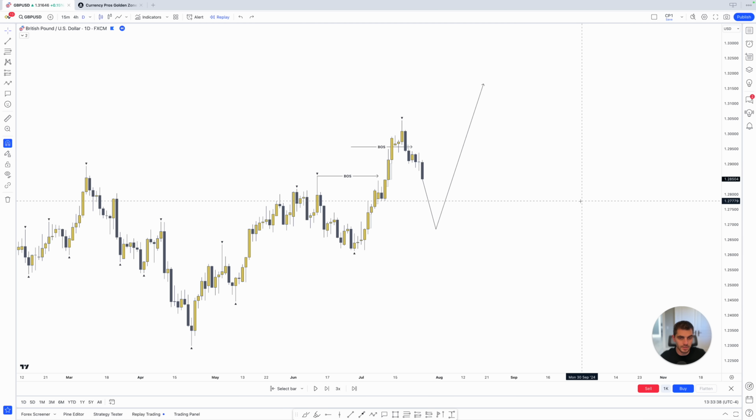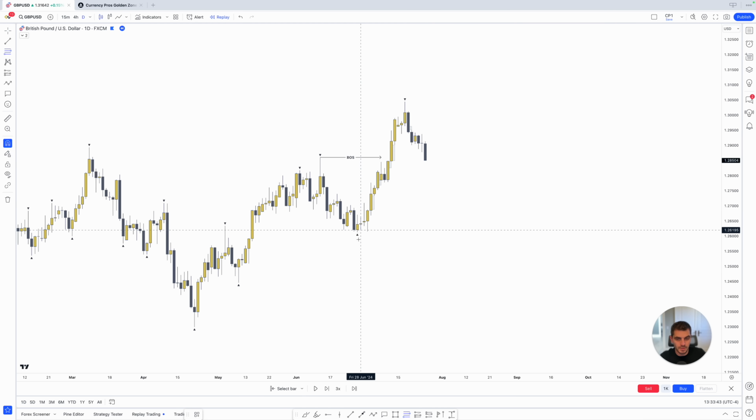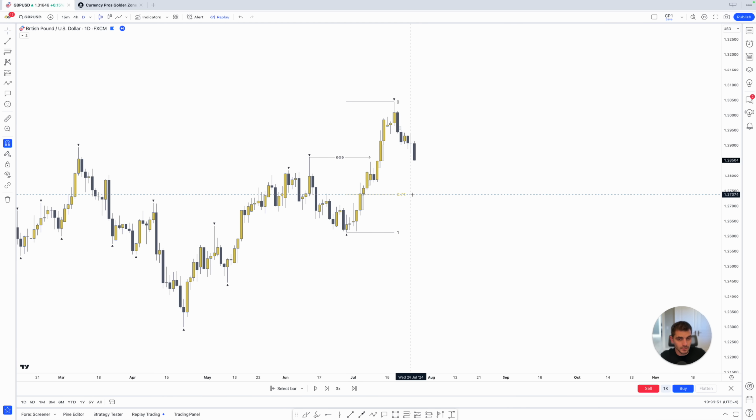So let's go ahead and set up the Fibonacci tool once more, and we'll see how price behaves this time around. So I'm simply dragging the Fibonacci tool from the swing low all the way up to the swing high, and I'm looking to enter at the 71%.